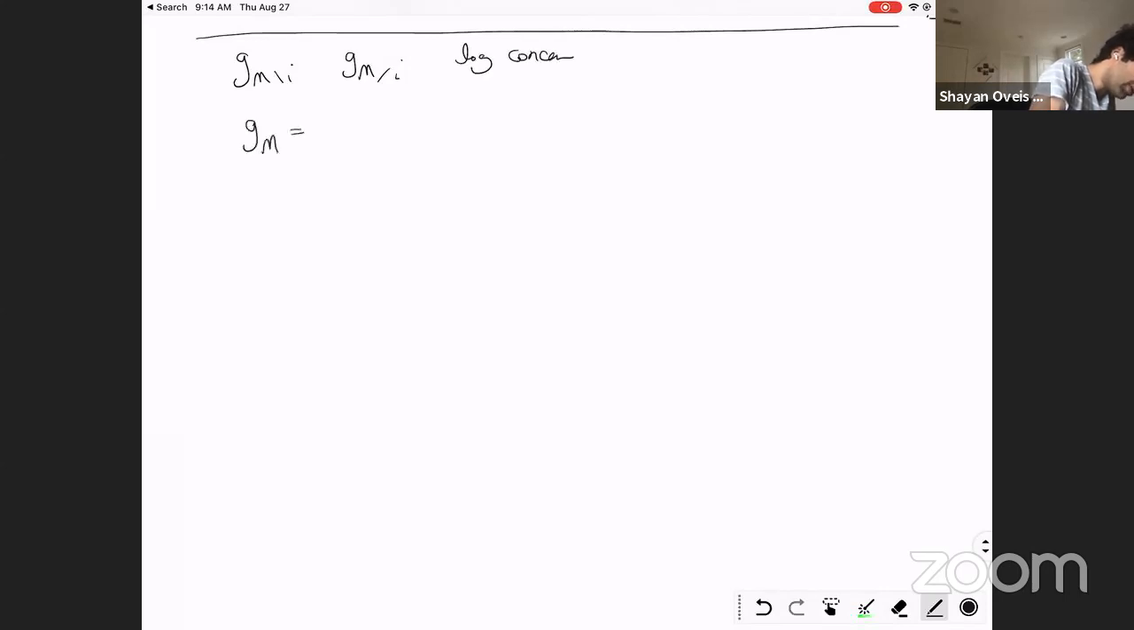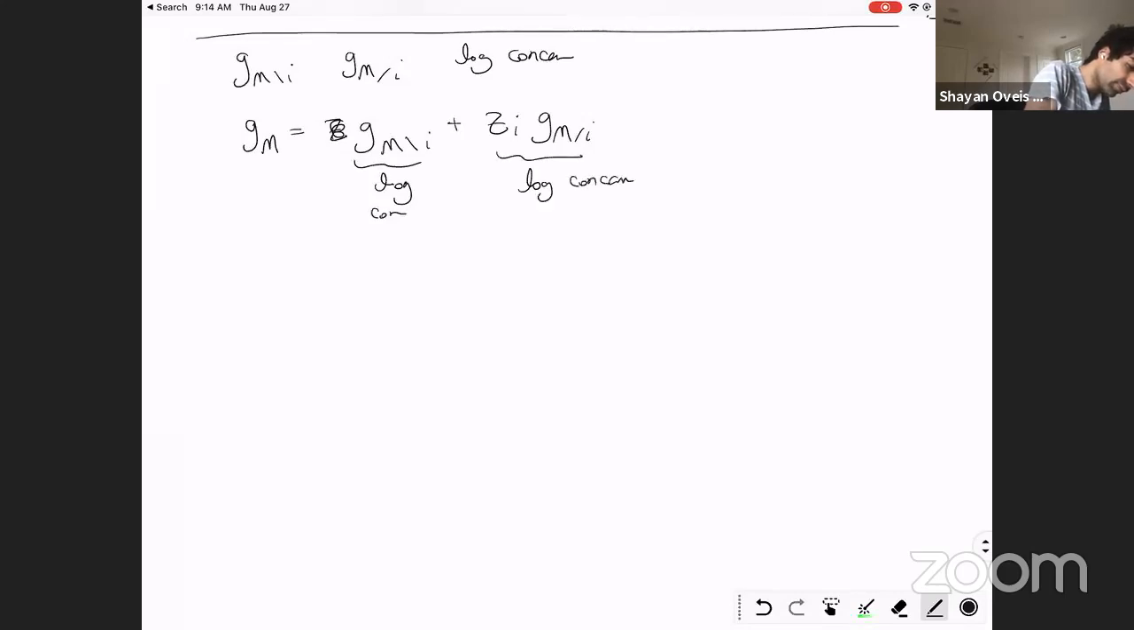And you can write G of M as G of M minus i plus Z_i G of M slash i. So each of these two is log concave. So the whole question becomes, when can you say the sum of two log concave polynomials is log concave? Okay, and that's the type of question we want to study now.